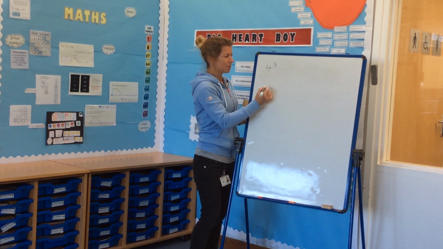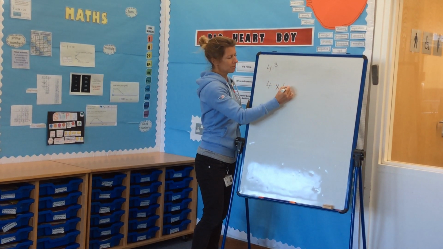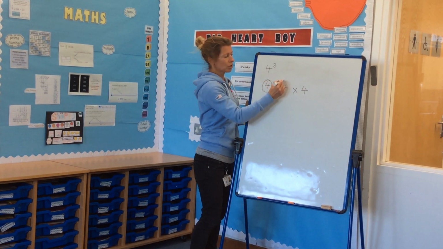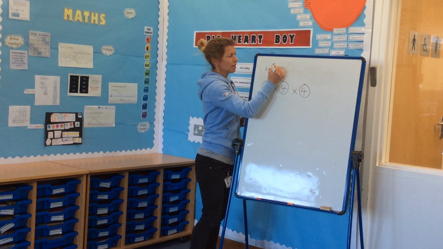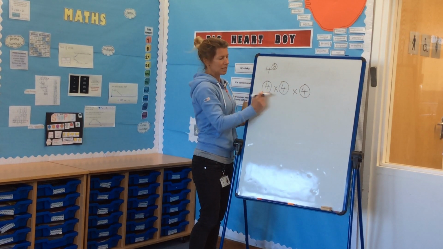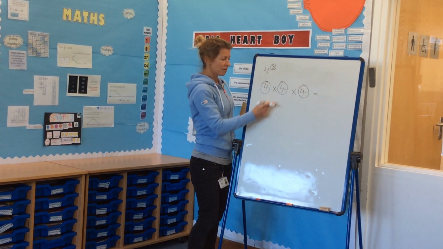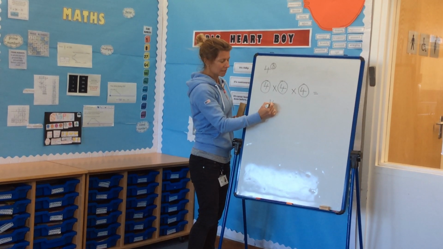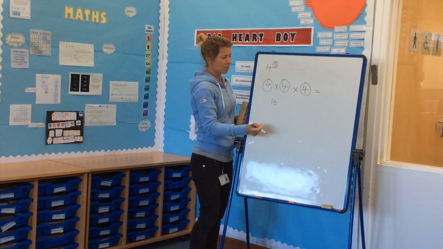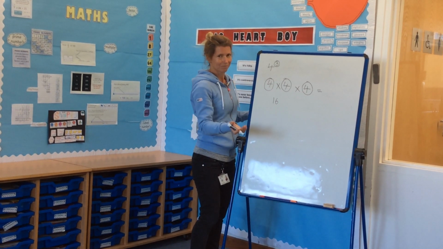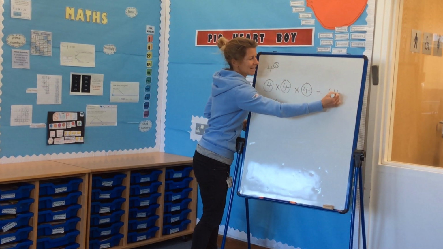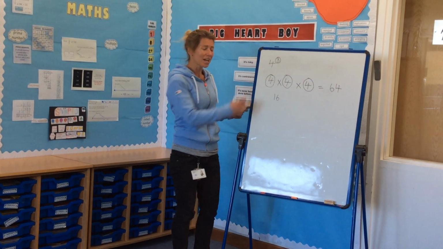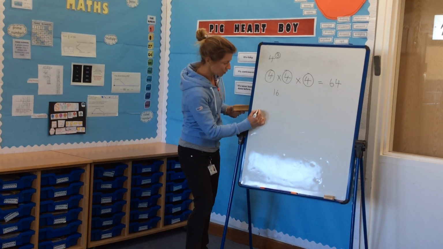So 4 cubed is 4 times 4 times 4. There's 1, 2, 3 4s in this number sentence. So first of all, you do 4 times 4. 4 4s are 16. And then you multiply it by 4. The answer is 64. Well done, all of you. I bet you did really, really well with that. Check your answers as you go. You might like to try some more.